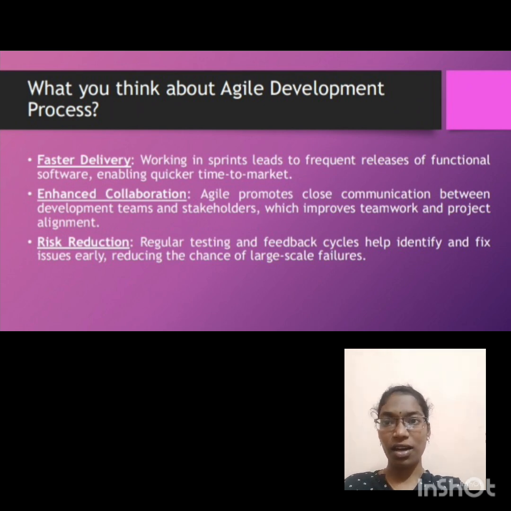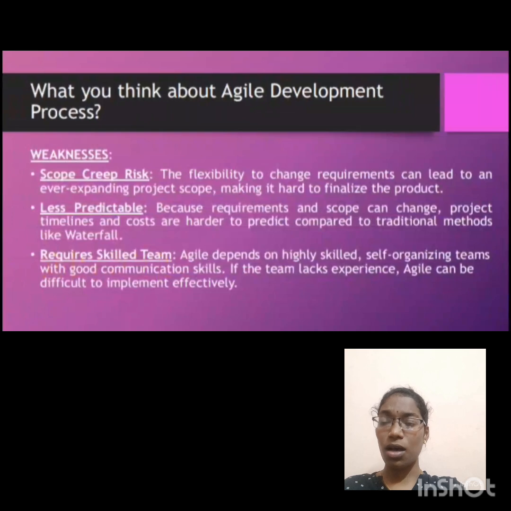Though there are many advantages in the Agile development process, there are certain weaknesses in which Agile is lagging. So, weaknesses: scope creep, a risk. Though changing requirements are accepted, too many changes in software may make the project complex and it cannot be finished. So it is one of the disadvantages. Next, less predictable.